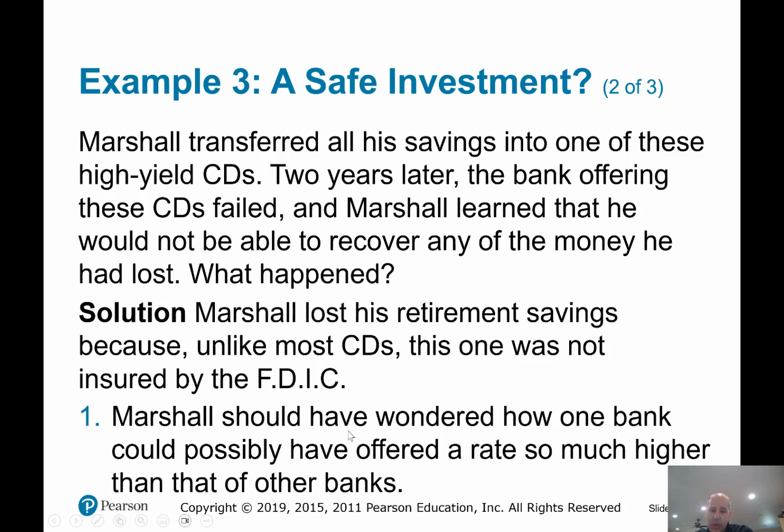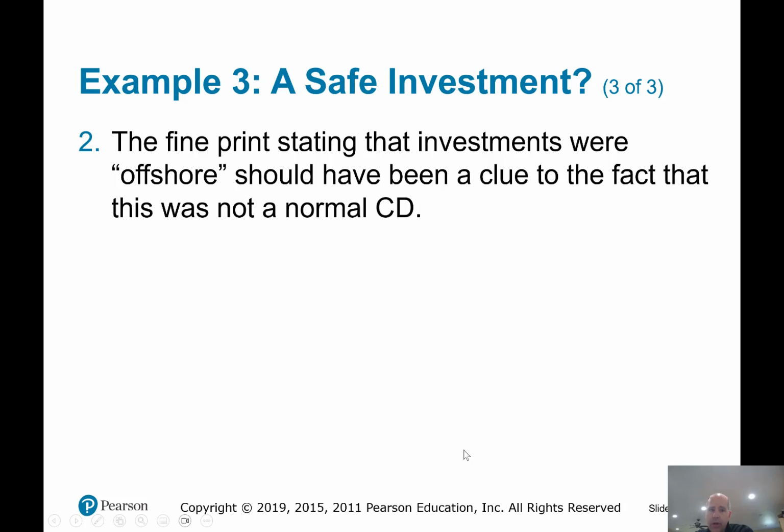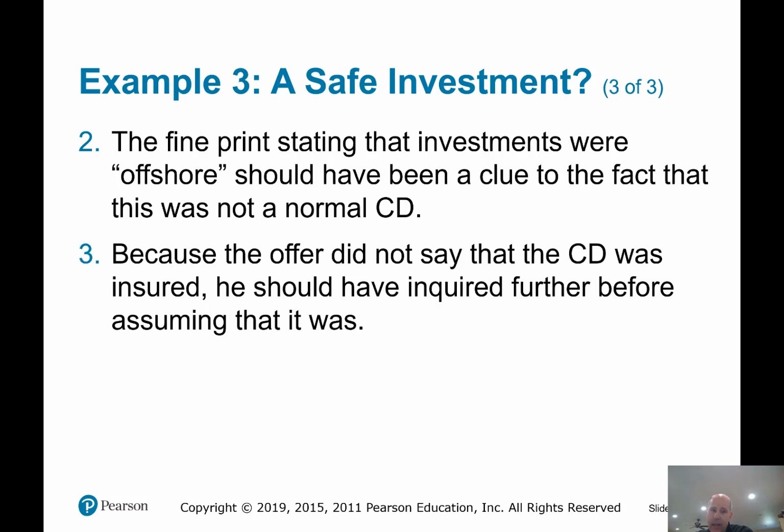Now, Marshall should have wondered how one bank could possibly have offered a rate so much higher than other banks. Got to be a reason. Got to find out that reason. Two, the fine print stating that the investments were offshore should have been a clue to the fact that this was not a normal CD. And because the offer did not say that the CD was insured, right? You should never assume that it is. It has to state, right? Look into that stuff. Always look into it, trust but verify, right? Is the good saying.